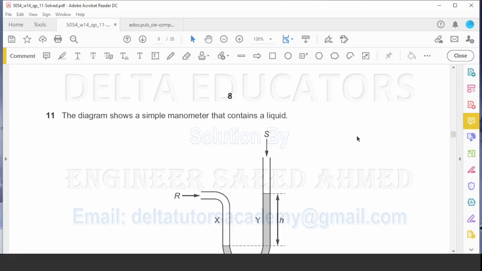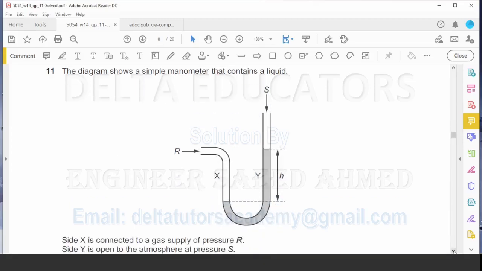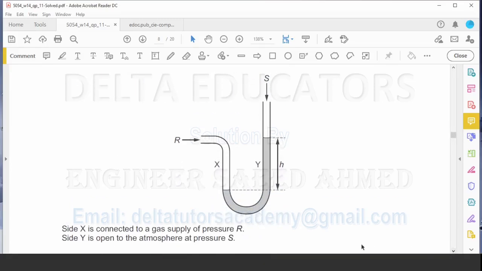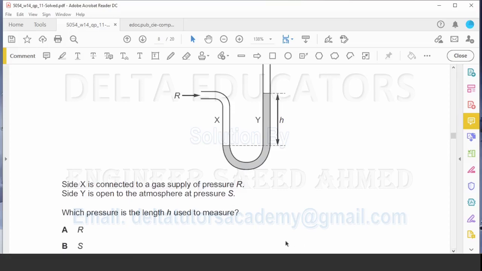Question number 11. The diagram shows a simple manometer that contains a liquid. Side X is connected to a gas supply of pressure R. Side Y is open. This is side Y. It is open to atmosphere at a pressure S. Which pressure is the length H used to measure?